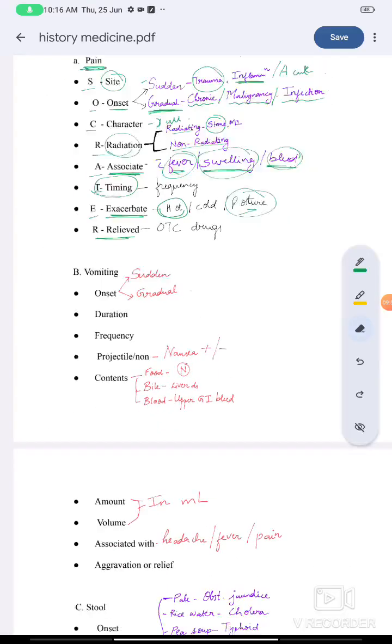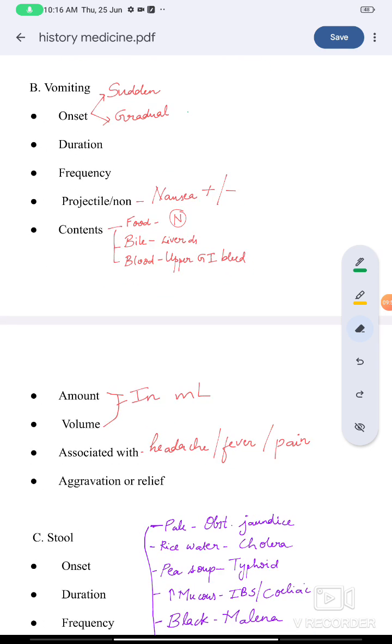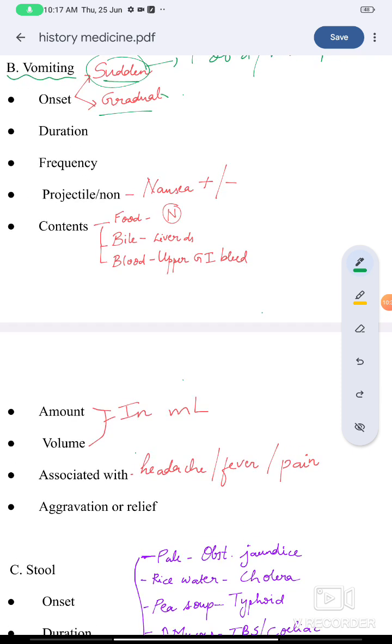Coming to the next chief complaint, which is vomiting. So vomiting, again, it can be sudden in onset or gradual in onset. Sudden in onset is seen most commonly with food poisoning. Food poisoning is one of the most important causes of sudden vomiting. Apart from that, it may be associated with acute pancreatitis, and consumption of alcohol.